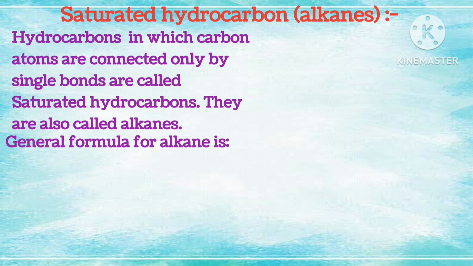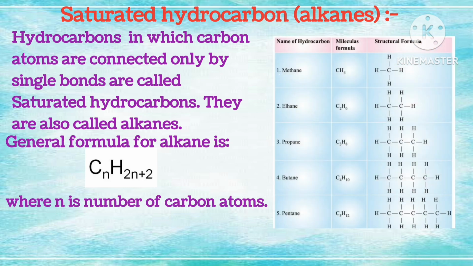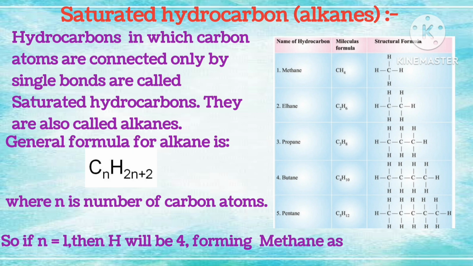The general formula for alkanes is CnH2n+2, where n is the number of carbon atoms. So as you can see in this picture, if the carbon atom is 1, n is 1, then hydrogen atoms will be 4, forming methane. Similarly, if carbon atoms is 2, hydrogen will be 6, forming ethane, and if carbon atoms is 3, it forms propane.